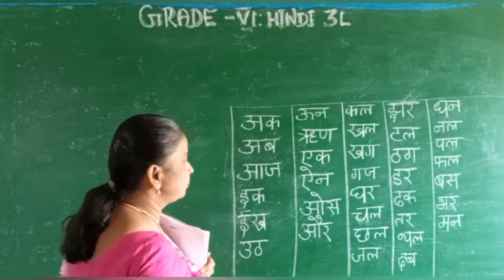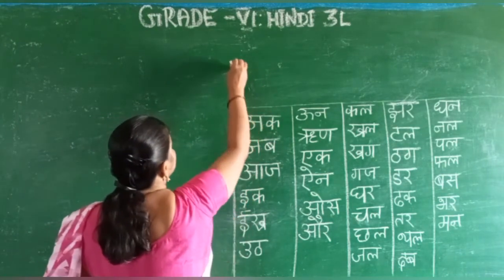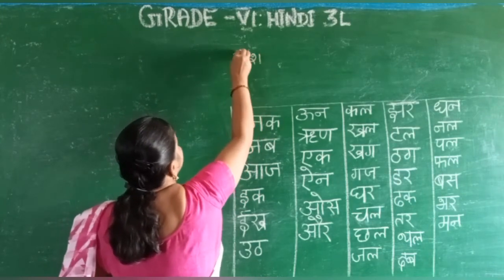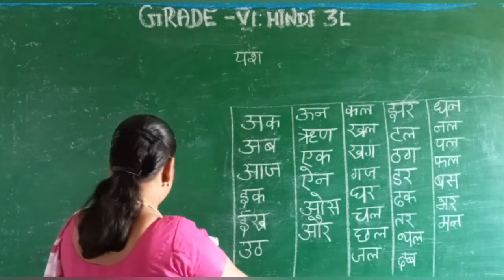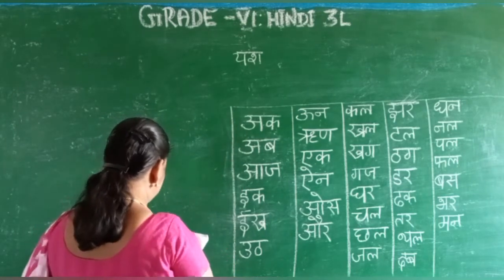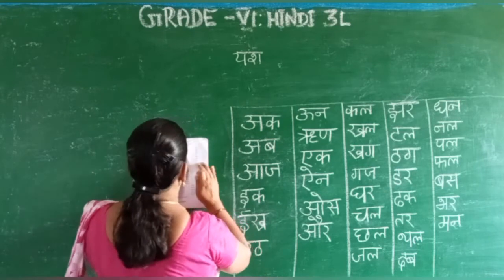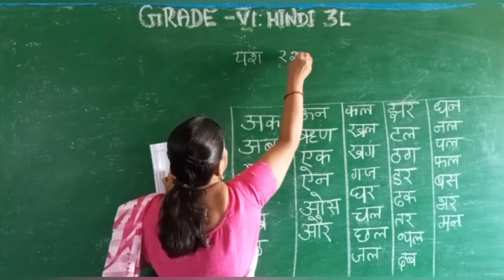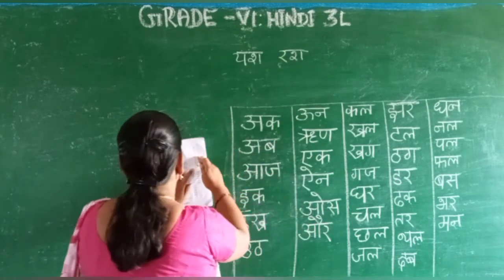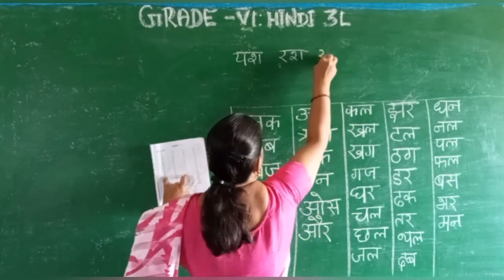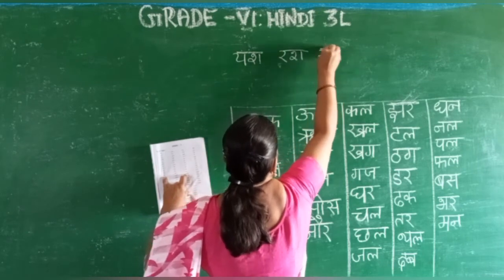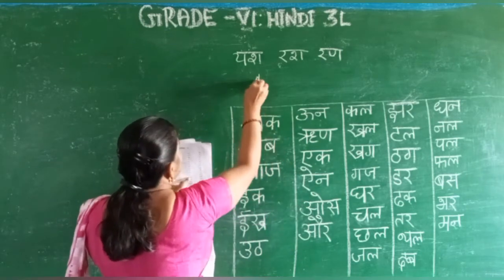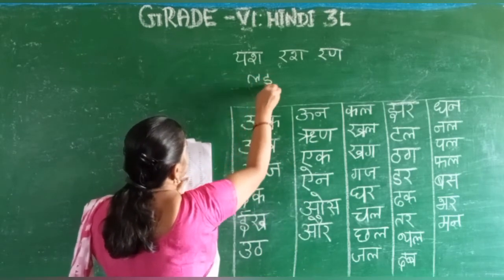We will see now. The next, ya. You know that ya letter. Ya, sha, yash. Next one, ra, sha, rush. Or ra, na, run. Next. La, da, lad.